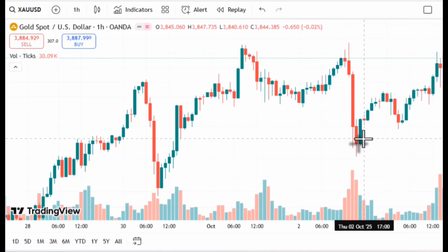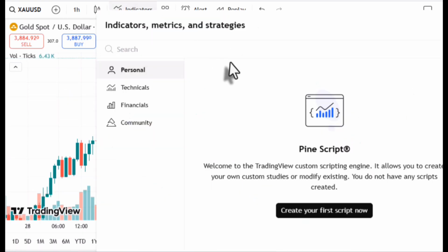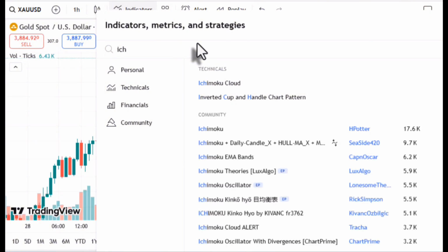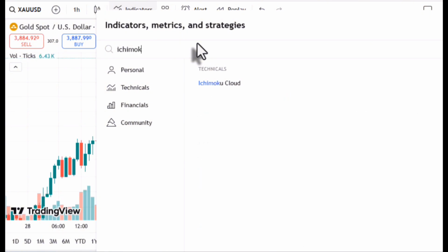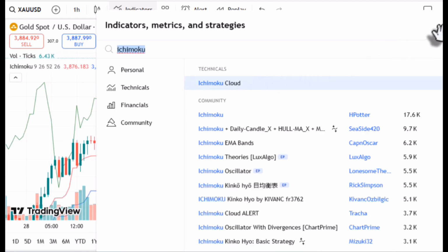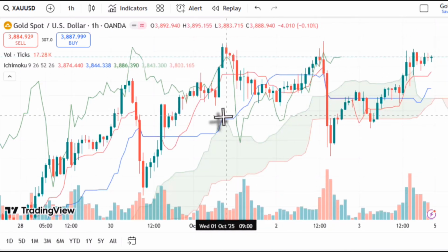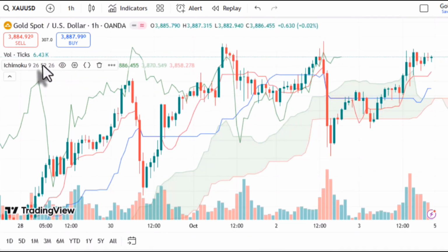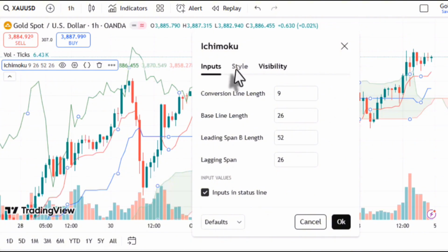First, we bring up our chart here. We've got the gold chart as an example. Then we go to the indicator section and type Ichimoku into the search bar. After that, we select the Ichimoku Cloud, and once we've done that, you'll see the indicator appear right on the chart. Now, there are a few settings we need to adjust. By default, it's fine, but let's set them up just to be sure.